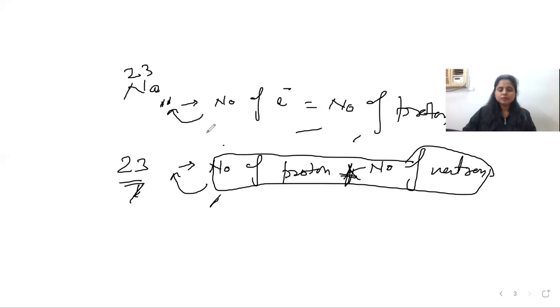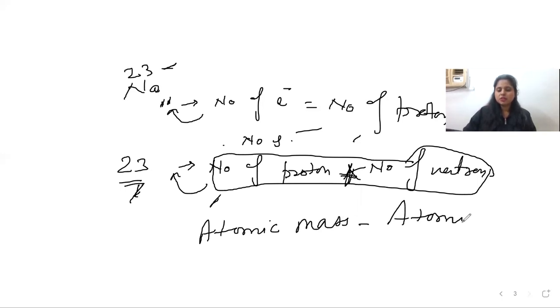For example, how will we find the number of neutrons? If we have the number of neutrons, then we can find the mass. So the number of neutrons is always atomic mass minus atomic number. Here atomic mass is 23 and atomic number is 11. So the number of neutrons is 12.